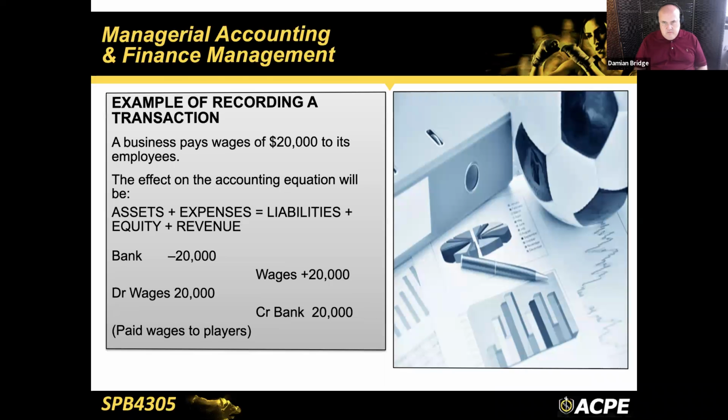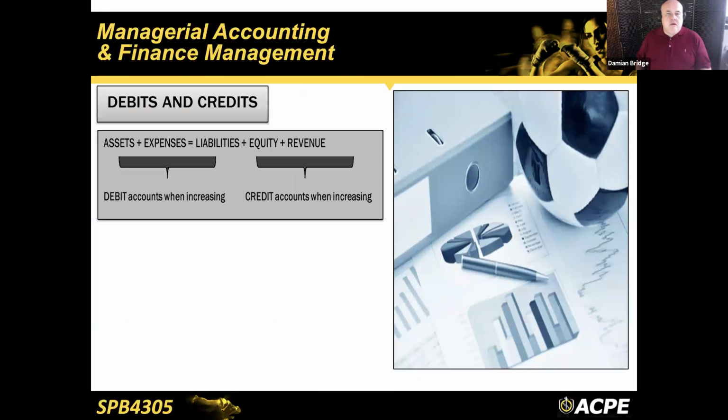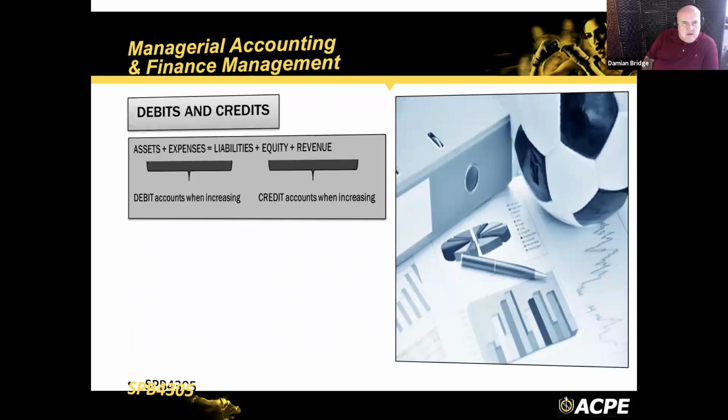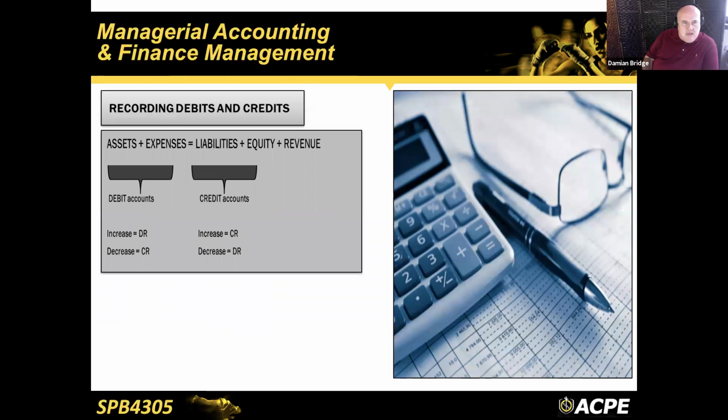So, like I said, assets and expenses, if we want to increase them, we use a debit. Liabilities, equity, and revenue, if we want to increase them, we use a credit, okay? It's just the way it is. Assets and expenses, we call them as a result debit accounts. So to increase, it's a debit, decrease, it's a credit.